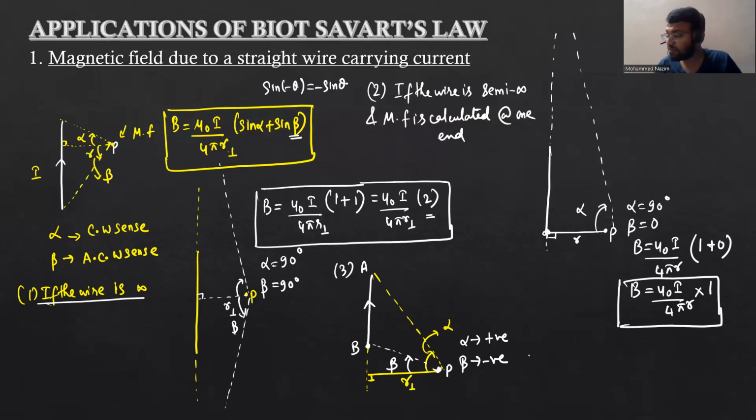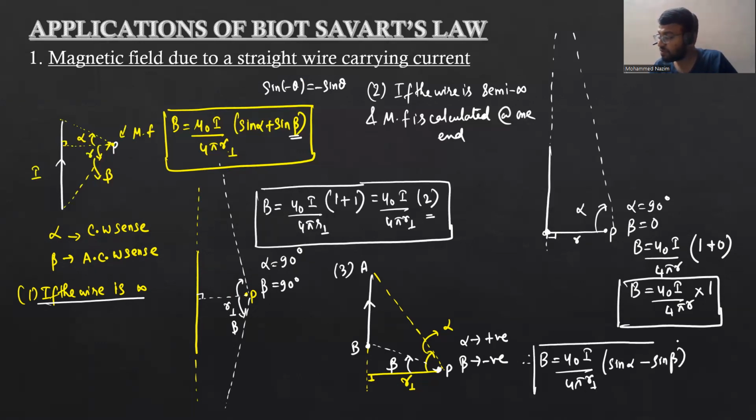Therefore, magnetic field is going to be mu naught I divided by 4 pi r perpendicular into sine alpha. Alpha is still measured in the clockwise sense, but beta had to be measured in the anti-clockwise sense from P to the other end of the wire. But since the other end is also lying at the top, from that reference line we had to rotate to that line, that is PB, in the clockwise direction. Therefore, that value will be negative. So sine alpha minus sine beta. So these three things you have to understand.